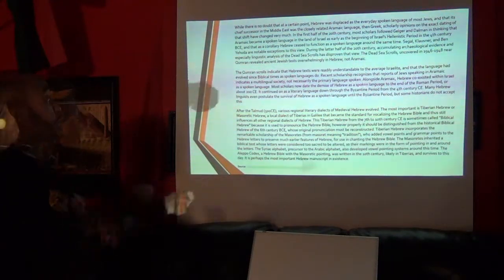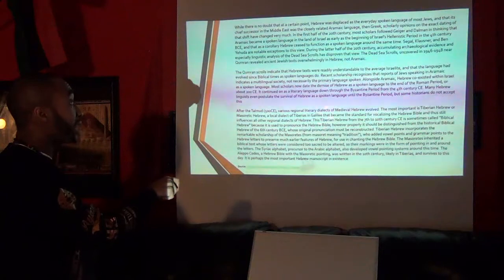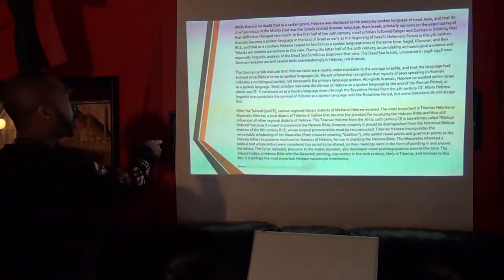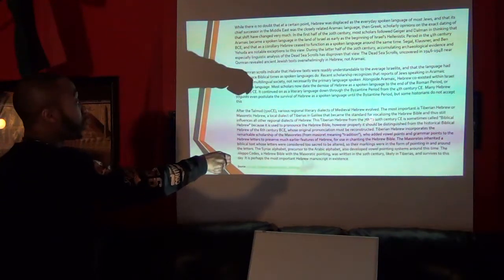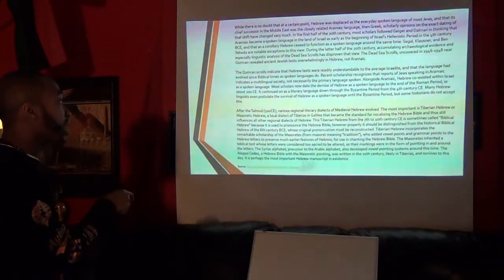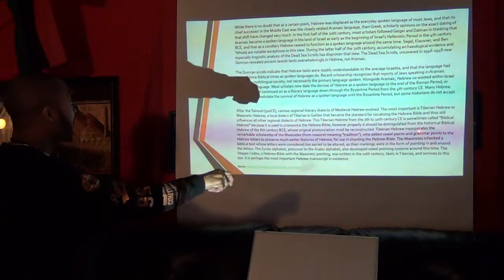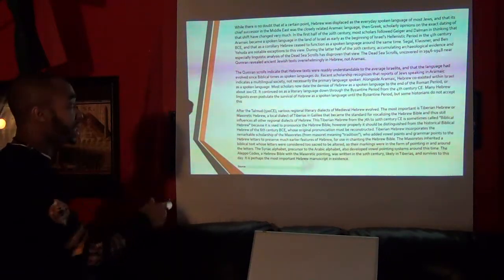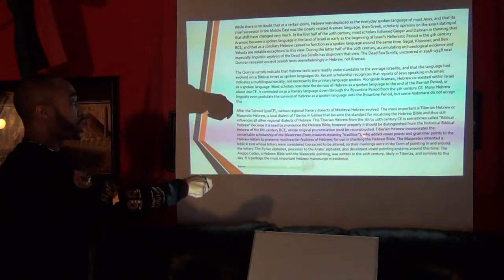The most important is Masoretic Hebrew, a local dialect of Tiberias in Galilee that became the standard for vocalizing the Hebrew Bible and thus still influences all other regional dialects of Hebrew. This Tiberian Hebrew from the 7th to 10th century CE is sometimes called Biblical Hebrew because it is used to pronounce the Hebrew Bible. However, properly it should be distinguished from the historical Biblical Hebrew of the 6th century BCE. Keep that in mind, whose original pronunciation must be reconstructed.